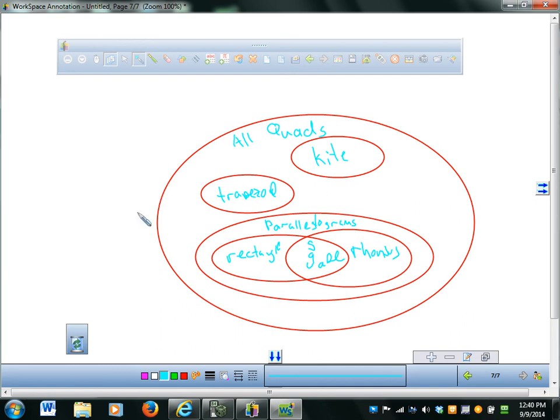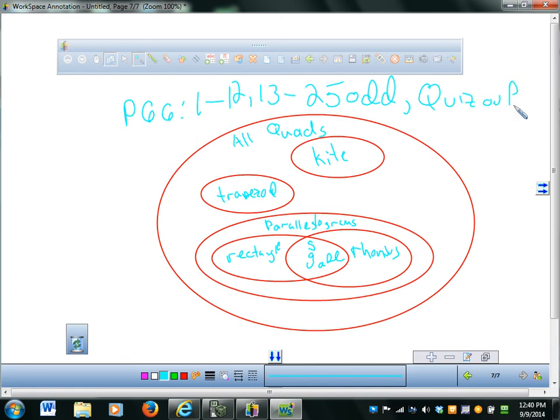Your homework is page 66. Page 66, 1 through 12, and 13 through 25 odd. Not too much, okay? 25 odd. Remember to get quiz on block day. And also, what do we have on block day? Book covers, if you haven't had that already. So that's that.